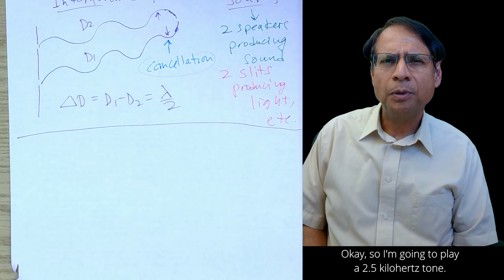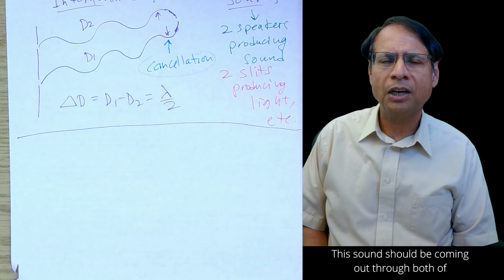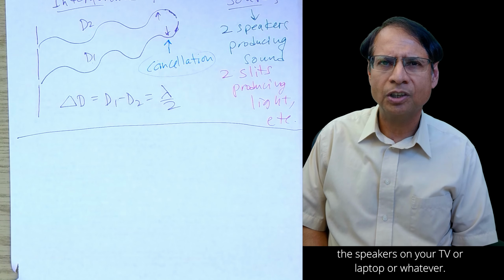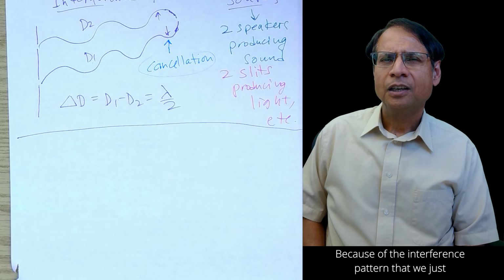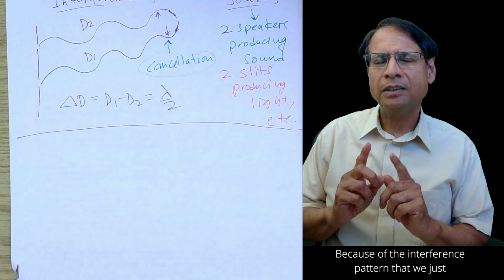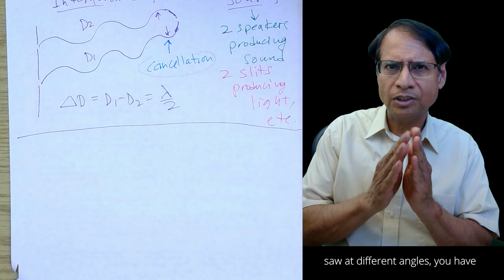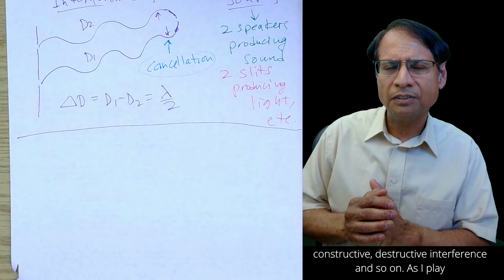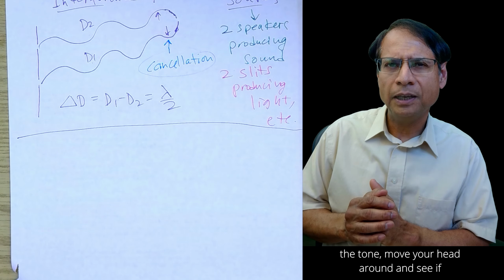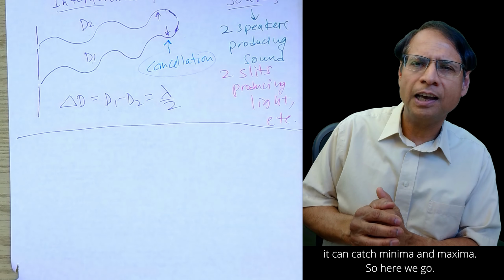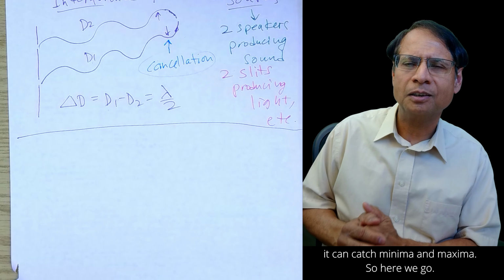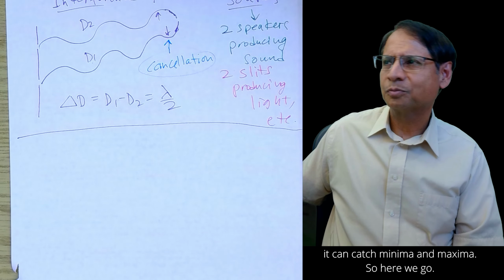Okay, so I'm going to play a 2.5 kilohertz tone. This sound should be coming out through both of the speakers on your TV or laptop or whatever. Because of the interference pattern that we just saw at different angles, you have constructive, destructive interference and so on. As I play the tone, move your head around and see if you can catch minima and maxima. So here we go.